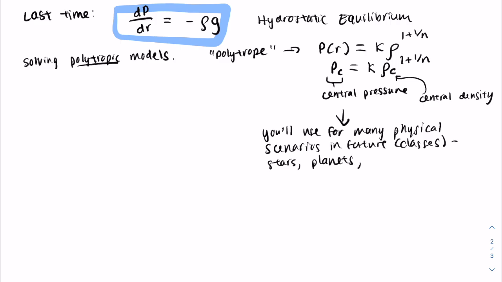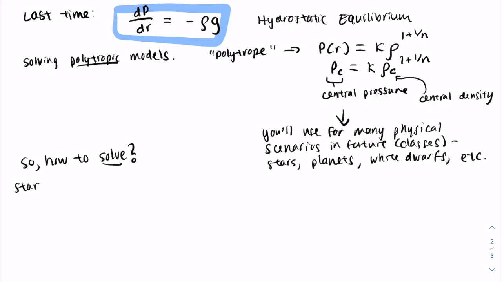So stars is the biggest, most obvious example. You can also use it for planets, particularly gas giants. And then you can also use it for post-main sequence stars, such as white dwarfs and also neutron stars. The difference in all of these cases is that you're going to use a different polytropic index n for each of these. Okay, so how do you actually solve this?